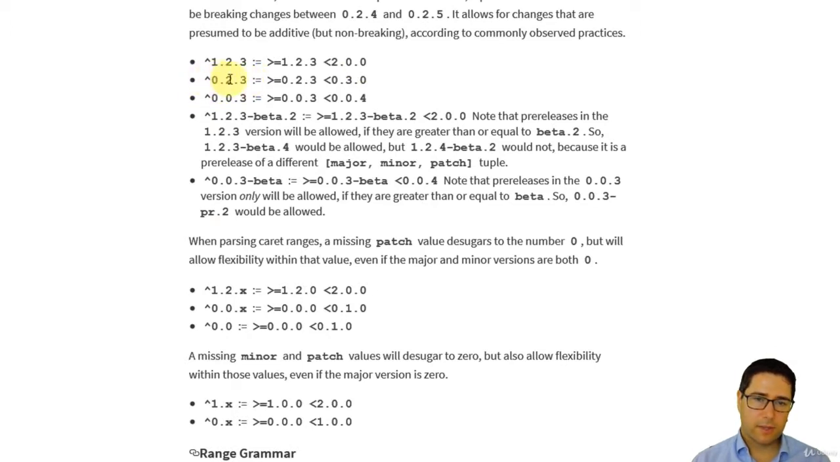Caret 0.2.3 means bigger or equal than 0.2.3, but smaller than 0.3. So it's always going up to the next major version that is meant here.